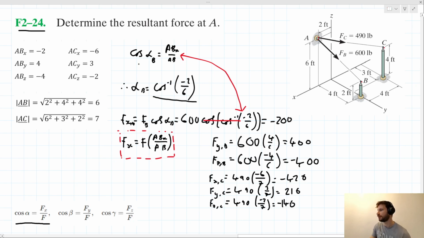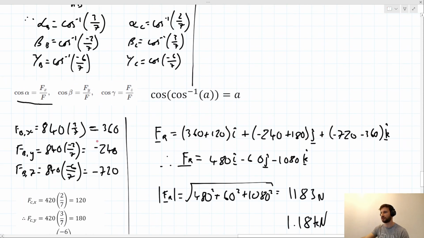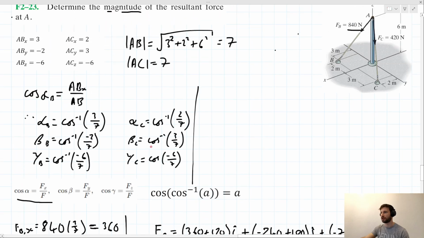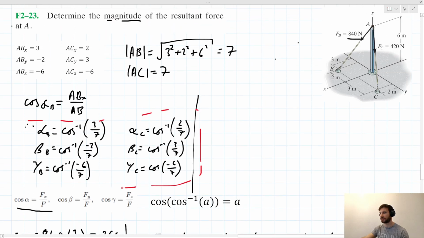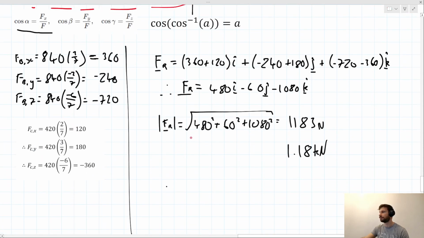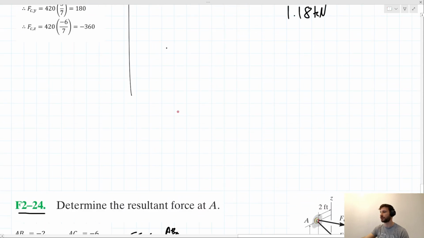Okay, so we've got the x, y, and z components of forces C and B here, and we've done this in a way that was much quicker than we might have done it for F2-23. If you look back on F2-23 here, we wrote out quite a lot more. This idea here, we haven't had to really write out.